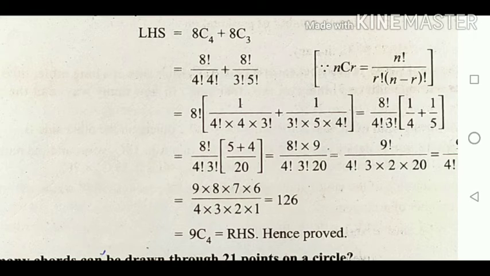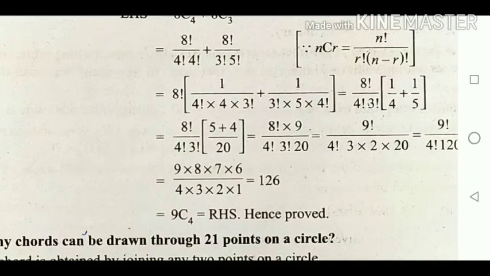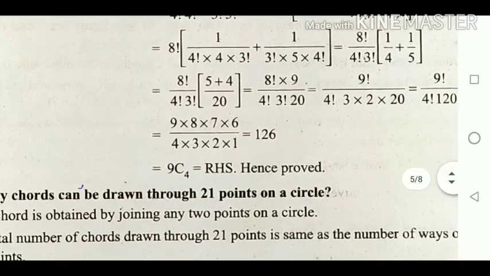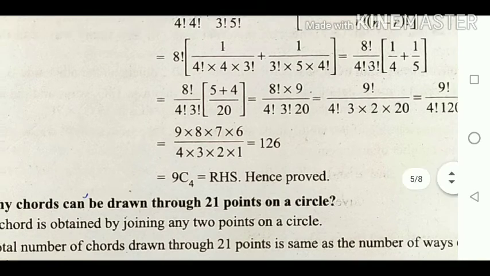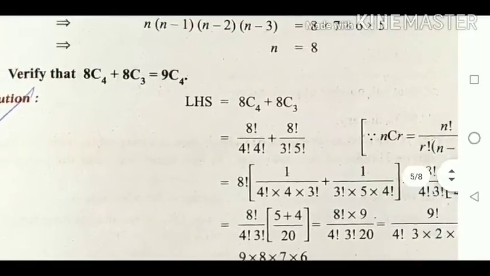We are getting 8 factorial divided by 4 factorial into 3 factorial into (1 by 4 plus 1 by 5). Then taking the LCM for 1 by 4 and 1 by 5, we are getting (5 plus 4) divided by 20. So the answer becomes 8 factorial into 9, that is 9 factorial divided by 4 factorial into 3 factorial, which becomes 3 into 2 into 20. You are getting the answer 126. If you factorize this 126 in terms of 9, it becomes 9C4, that is RHS, hence proved. So this is the second question in 2.5.